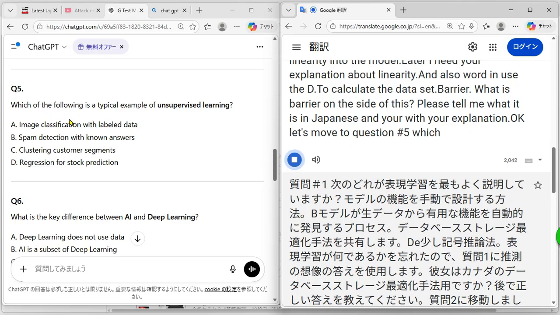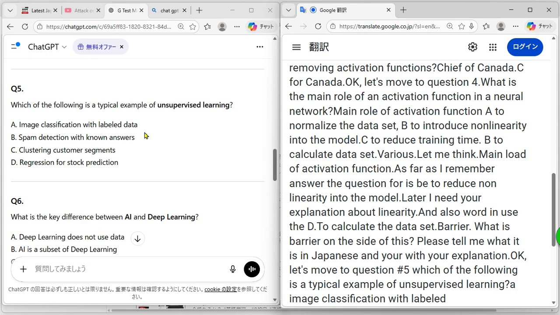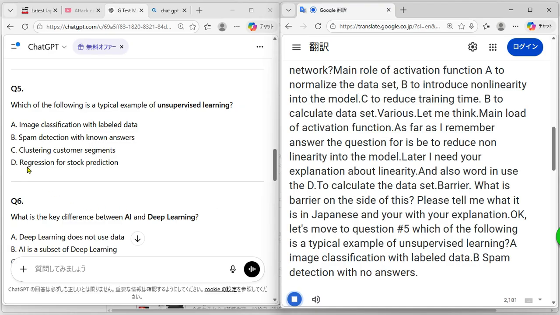Which of the following is a typical example of unsupervised learning? A. Image classification with labeled data. B. Spam detection with known answers. C. Clustering customer segments. D. Regression for stock prediction.